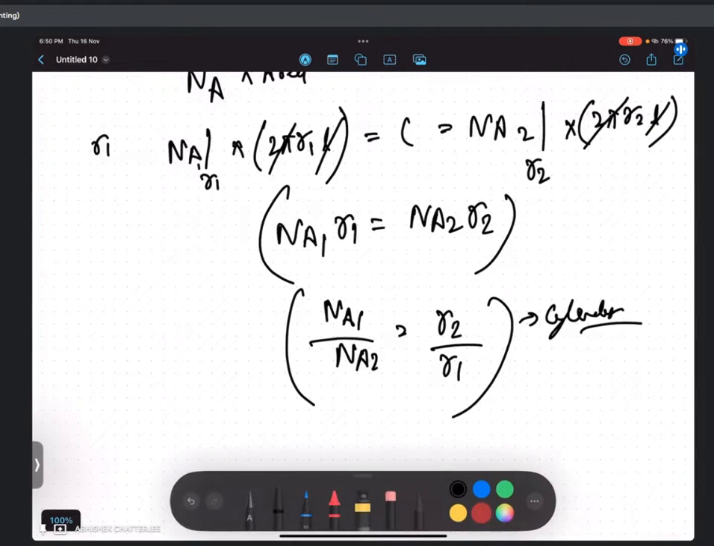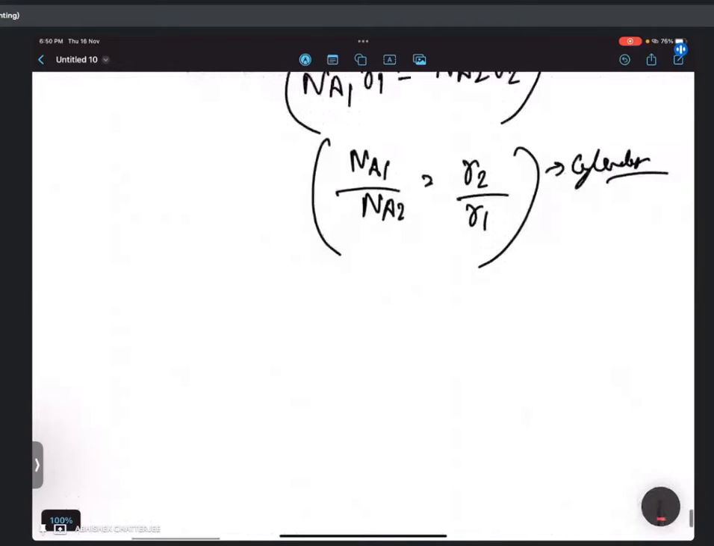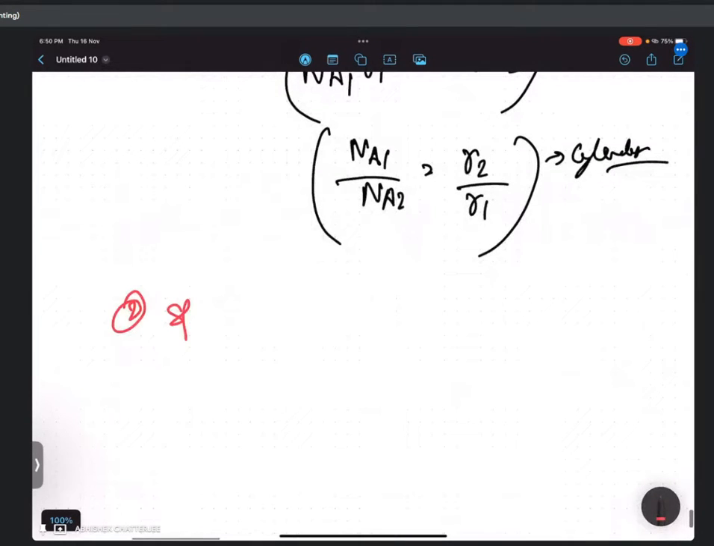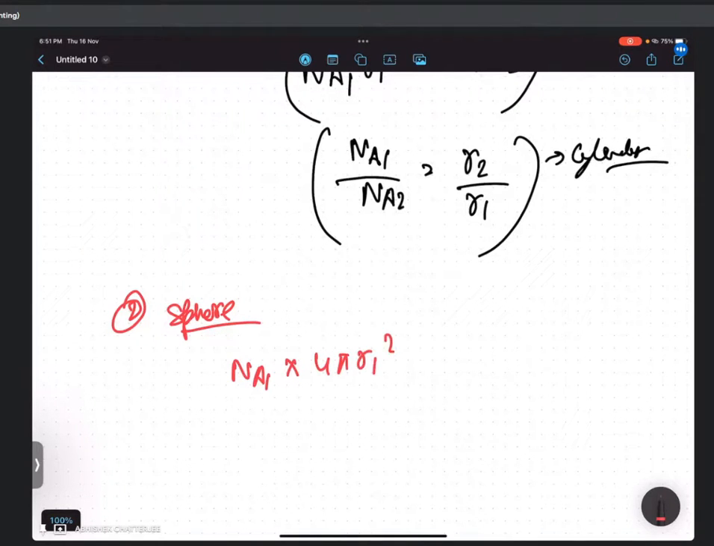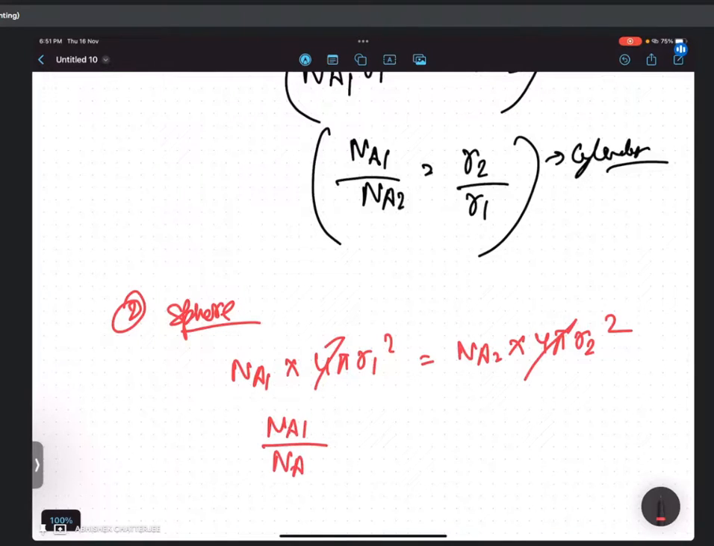Now for sphere, I think you can do it on your own. For sphere, what will happen? Your Na1 into, what is the area 1? 4 pi R1 square. Similarly, Na2 into, what is the area 2? 4 pi R2 square. 4 pi will cancel out. You will get Na1 by Na2 equals R2 square by R1 square.